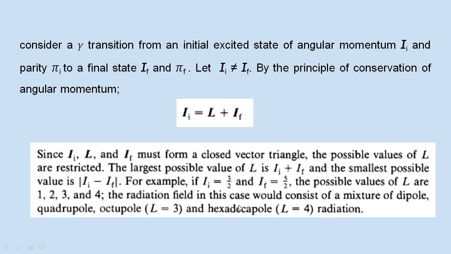The radiation field in this case would consist of a mixture of L equal to 1 for dipole, L equal to 2 for quadrupole, L equal to 3 for octopole. That means you are writing it as 2 raised to L. So 2 raised to 3 is 8, which is known as the octopole. This is quadrupole, this is octopole, and this is hexadecapole. Hexadeca means 16, 2 raised to 4 radiation.